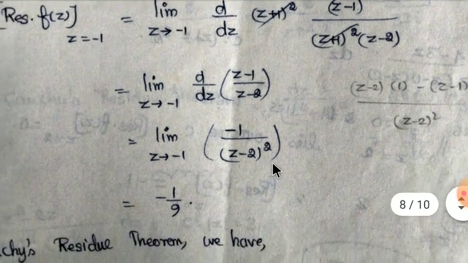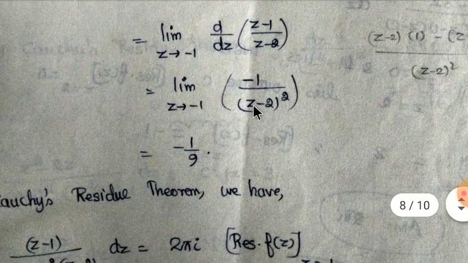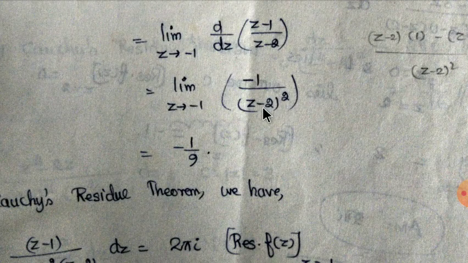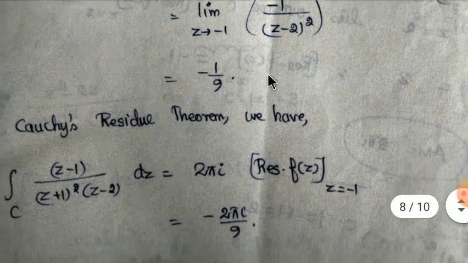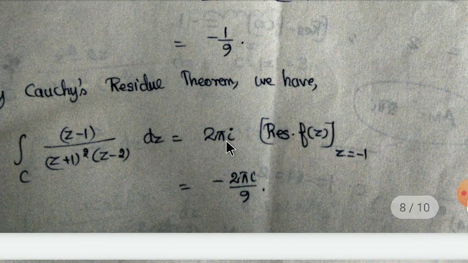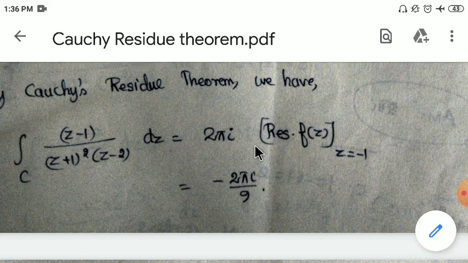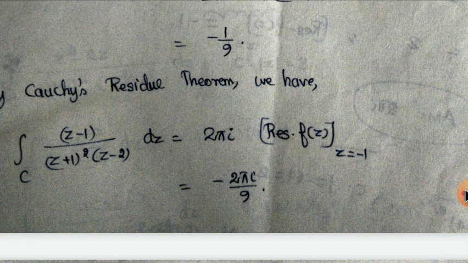Now substitute z is equal to minus 1. We get minus 1 minus 2, minus 3 whole square, is plus 9. But in the numerator we have minus 1. So the answer is minus 1 by 9. So by Cauchy's residue theorem, 2 pi i into the sum of the residues. So minus 1 by 9. What about the other pole? It is 0. So this is the answer. Understand? This is the answer for the question.